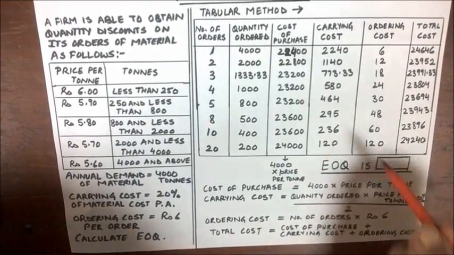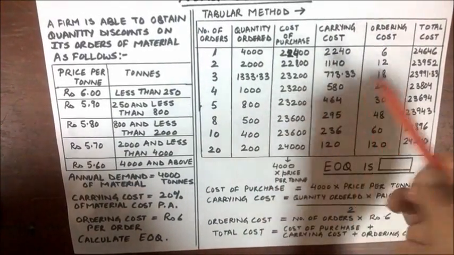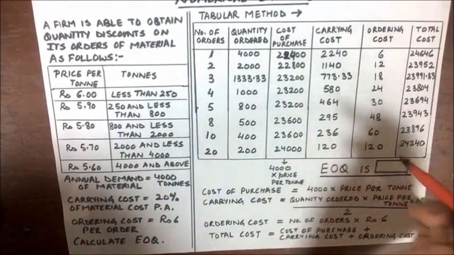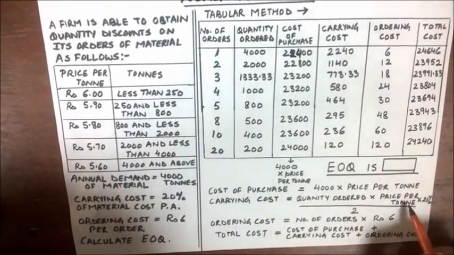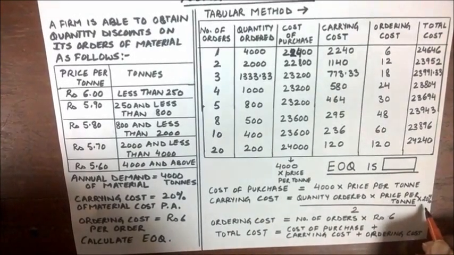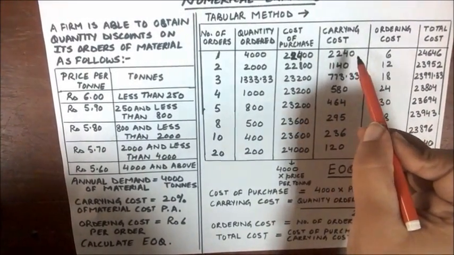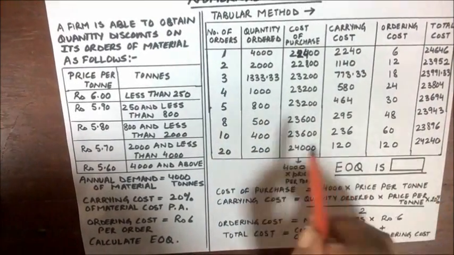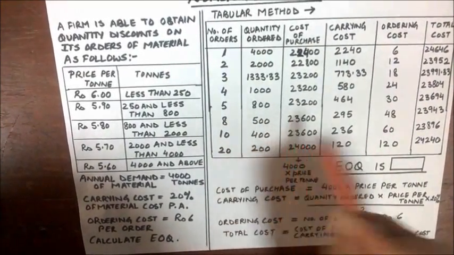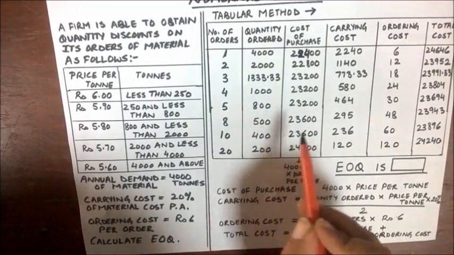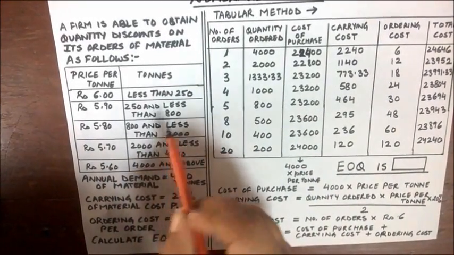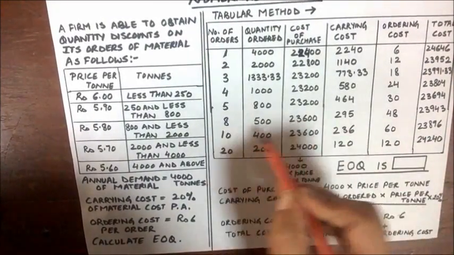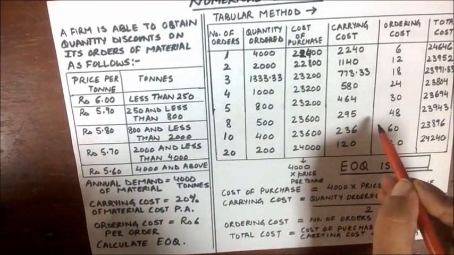Applying this formula, the quantity ordered in this case was 4,000 into the price per ton 5.6 upon 2 into 20%, which gives us the carrying cost of 2,240. Similarly, for 500 quantity ordered, it is 500 into the price per ton 5.90 into 20% upon 2, which gives us the carrying cost of 295.